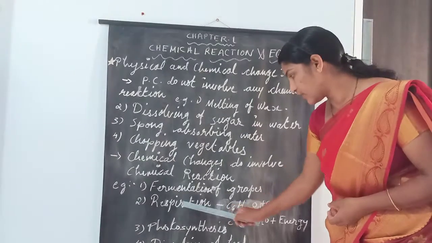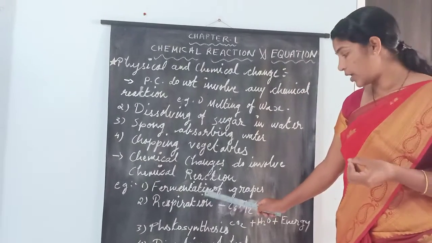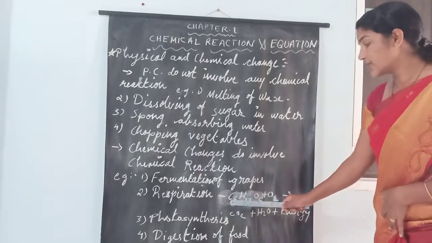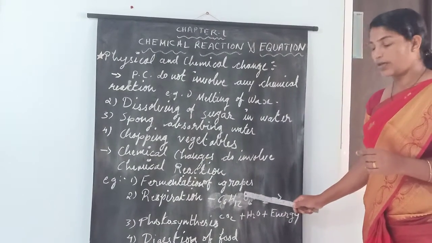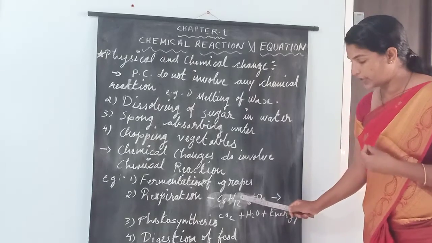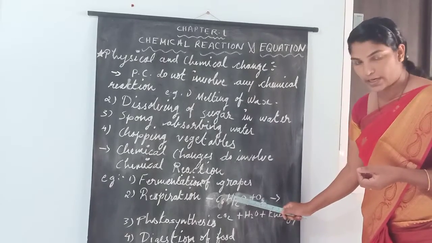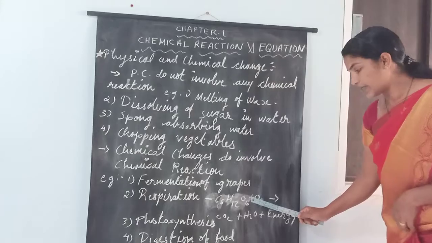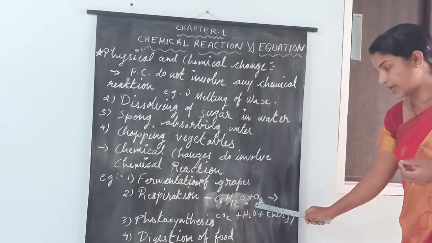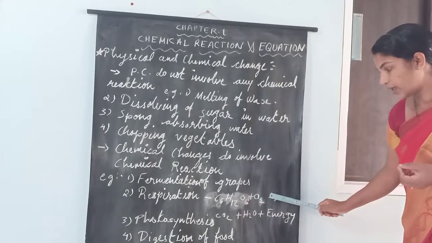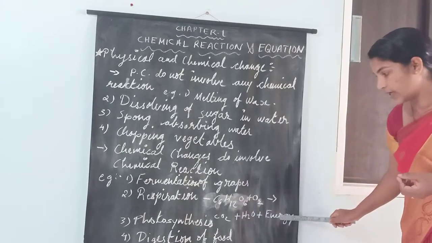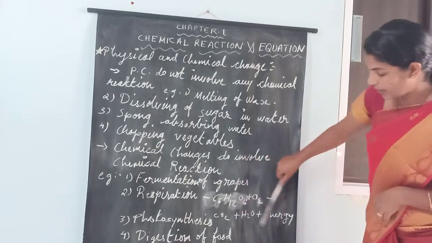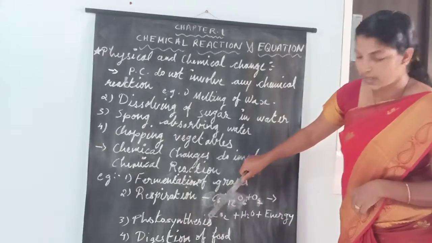And respiration. What is respiration? We can take the symbol C6H12O6, which is the food we are eating, a nutrient. Plus we inhale oxygen, and it breaks down into carbon dioxide plus water plus energy. So we already know that chemical changes are taking place here.